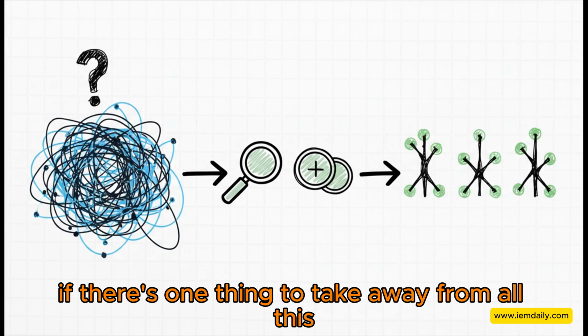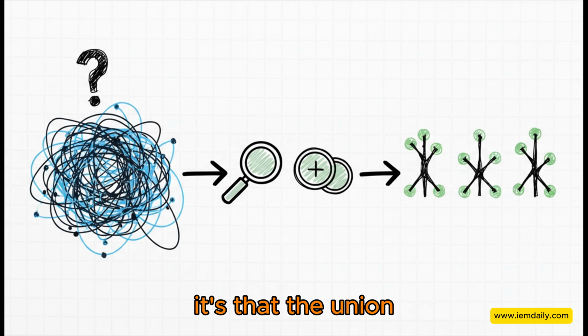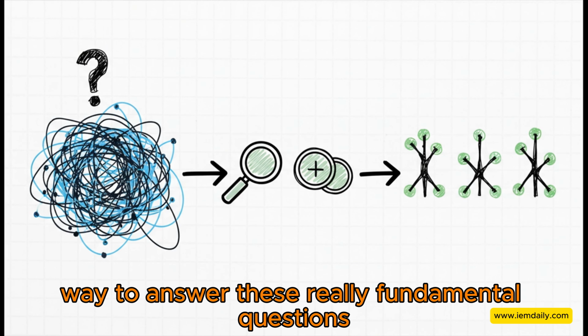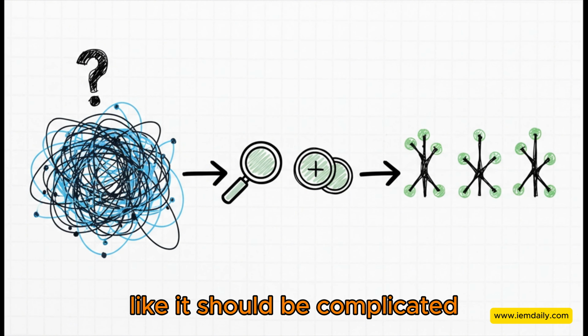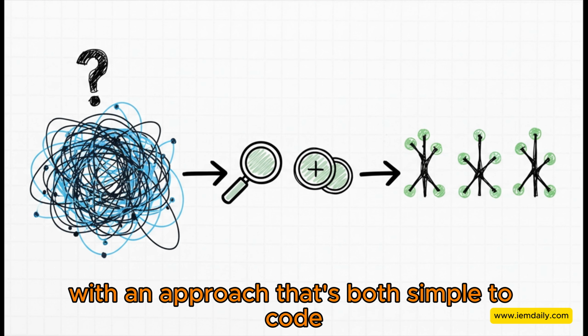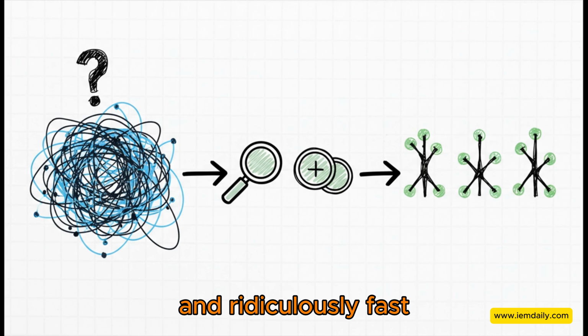Look, if there's one thing to take away from all this, it's that the union find data structure gives us an amazing way to answer these really fundamental questions about how things are connected. It takes a problem that feels like it should be complicated and just solves it with an approach that's both simple to code and ridiculously fast.